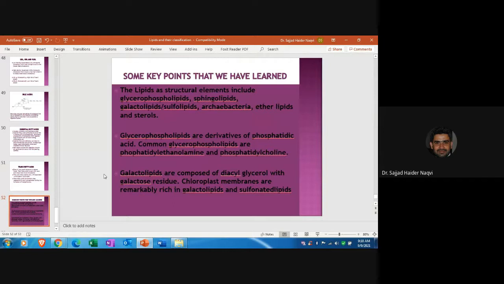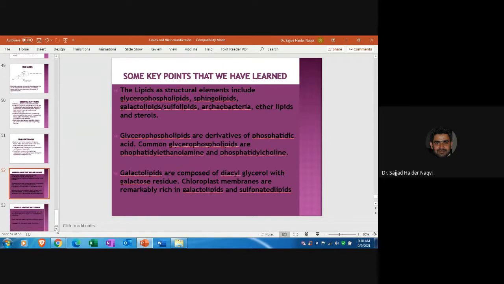So these are some key points about what we have studied. Lipids are structural elements like glycerophospholipids, sphingolipids, galactolipids, sulfolipids, archaebacterial lipids, and sterols. Glycerophospholipids are derivatives of phosphatidic acid. Common glycerophospholipids are phosphatidylethanolamine and phosphatidylcholine. Galactolipids are composed of diacylglycerol with a galactose residue. Chloroplast membranes are remarkably rich in these types of molecules.